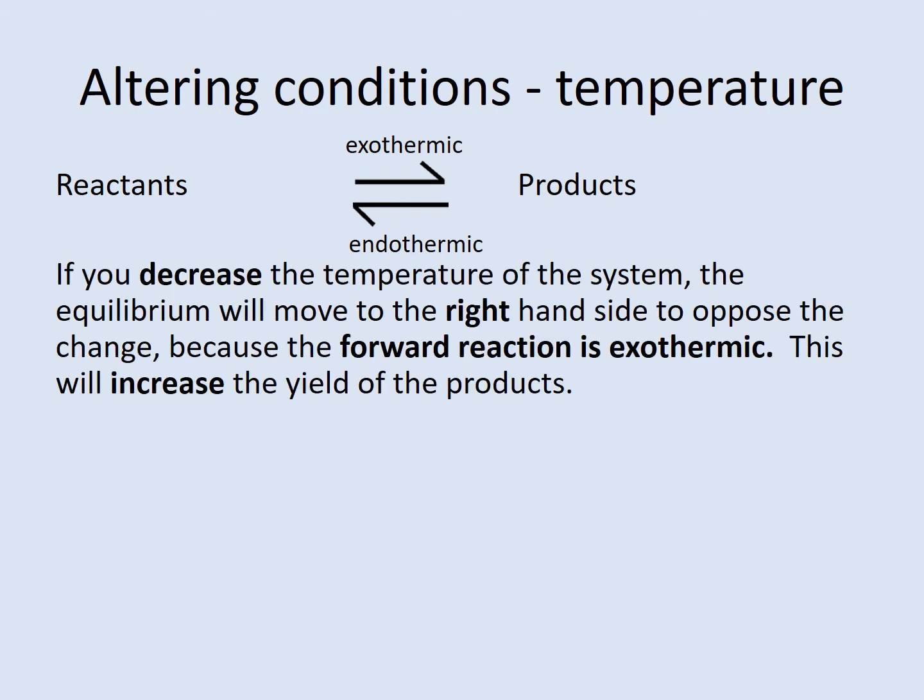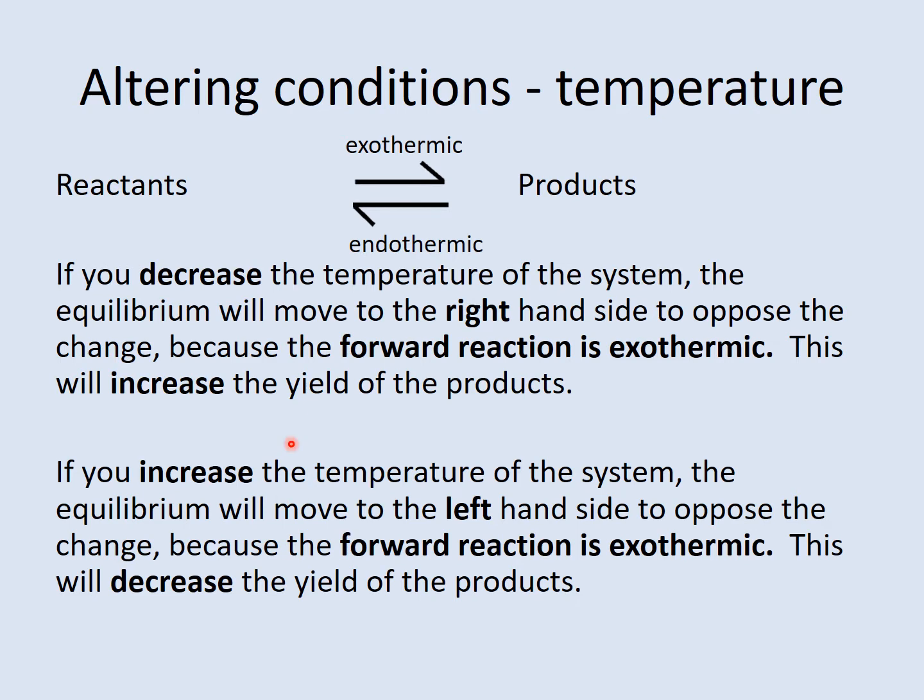So if you decrease the temperature, so if you make it colder, the equilibrium will move to the right to oppose the change, right? Basically, remember, if you do something to it, if you make it colder, it doesn't like that. It will try and do the opposite. It will try and heat itself up. So it will move in the exothermic direction. So that is to the right. Why? Because the forward reaction is exothermic. And what will that do? Well, it will increase the yield, increase the amount of your product.